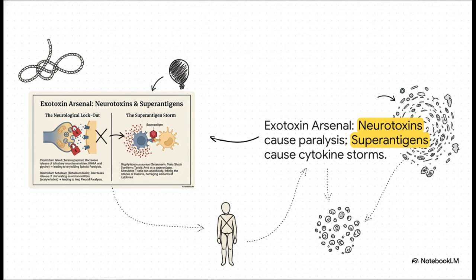The second group of exotoxins includes potent neurotoxins. Tetanus and botulinum toxins are the classic examples. Tetanus toxin blocks the release of inhibitory neurotransmitters, leading to spastic paralysis. Botulinum toxin does the opposite, blocking acetylcholine release at the neuromuscular junction, causing a flaccid paralysis. Then we have superantigens. These toxins bypass normal antigen presentation and cause a massive, nonspecific activation of T cells, leading to a cytokine storm and toxic shock syndrome.